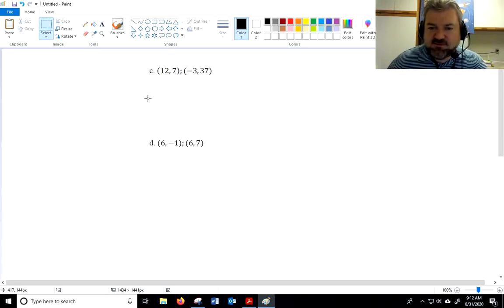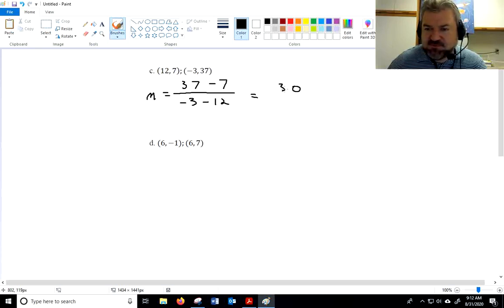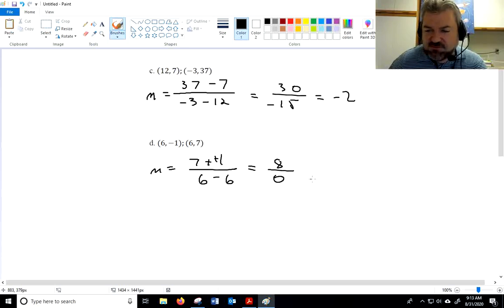All right, so slope is y2 minus y1 over x2 minus x1, which gives me 30 over a negative 15, which is a negative 2. Slope is y2 minus y1 over x2 minus x1. Minus a negative is plus a positive, so I get 8 over 0. You're not allowed to divide by 0. This must be an undefined slope, and in fact, it is a vertical line.